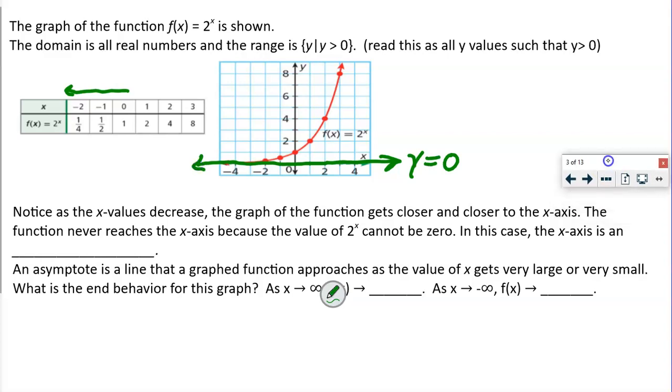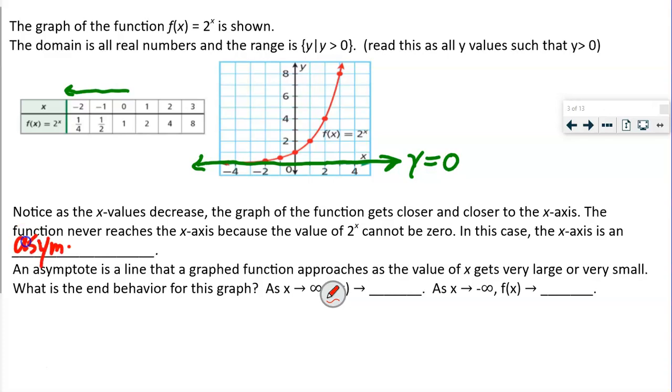Then it says up here, notice as the x values decrease, the graph of the function gets closer and closer to the x-axis. The function never reaches the x-axis because the value of 2 to the x power cannot be 0. In this case, the x-axis is an asymptote. And that's spelled A-S-Y-M-P-T-O-T-E. An asymptote is a line that the graph function approaches as the values of x either get very large or very small.